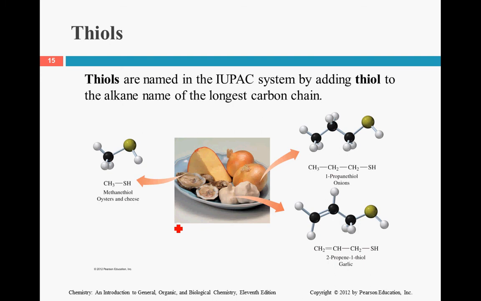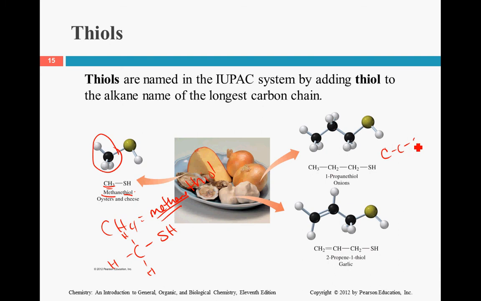Some examples. Methane thiol. Notice how they named this. Here is CH3. If it was CH4, that is methane. But because they replaced one of the hydrogens with an SH group instead, they kept the word methane. They just added thiol to the end of it.